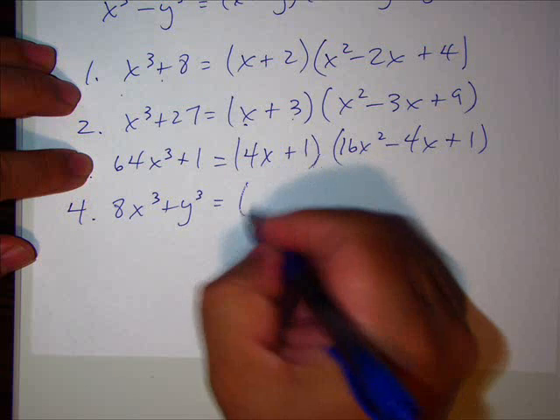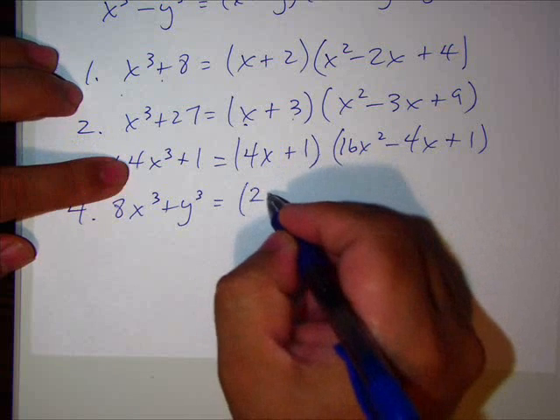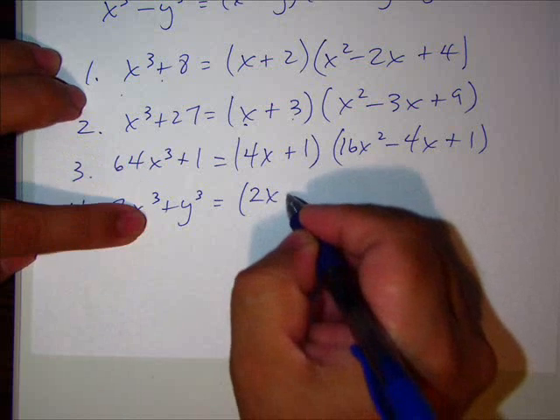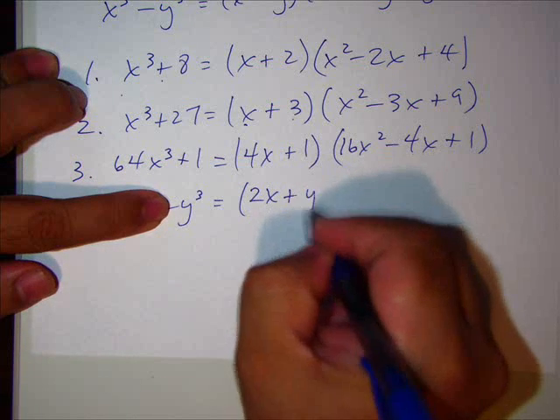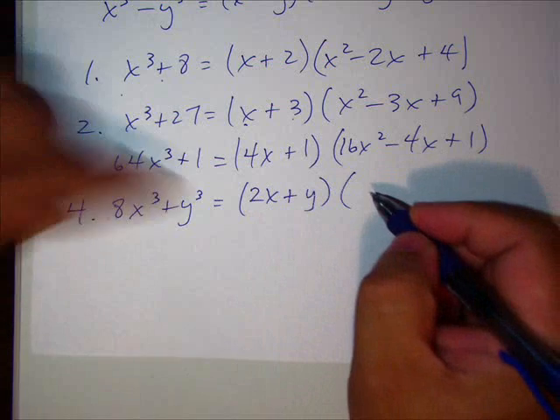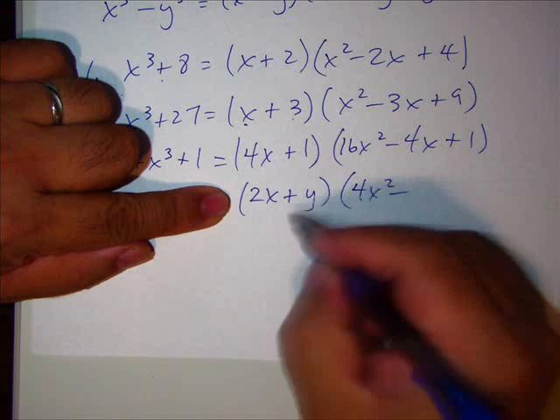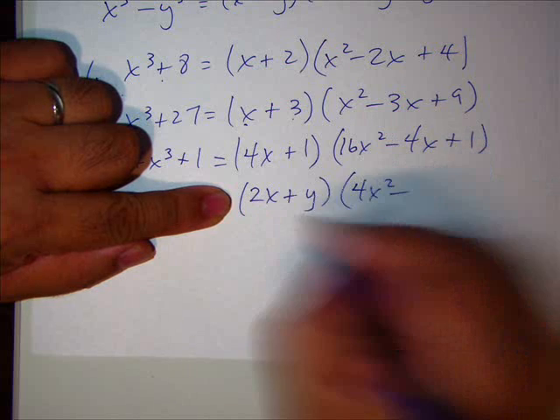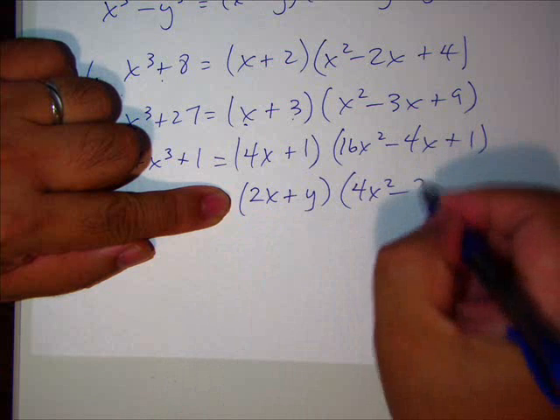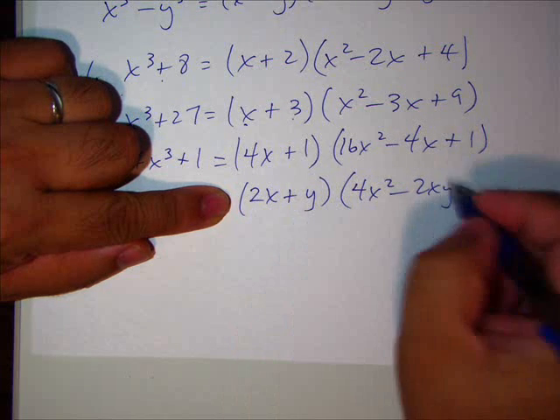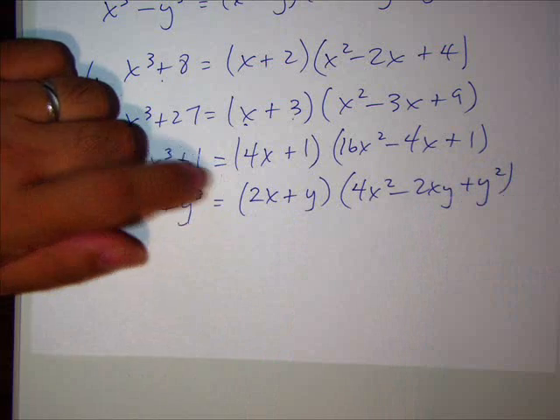Cube root of 8 is 2. Cube root of x cubed is x. Keep the sign. Cube root of y cubed is y. Square the first term. Change the sign. Multiply the first and multiply those two. 2xy. Square the last term.